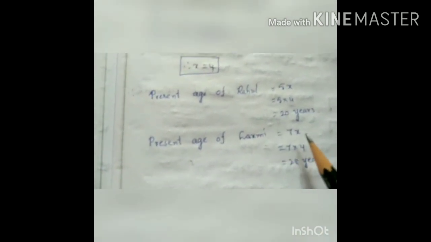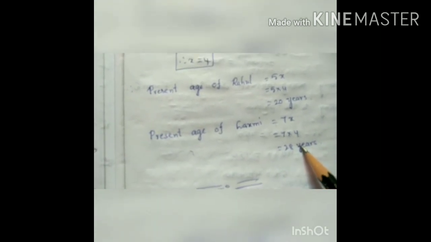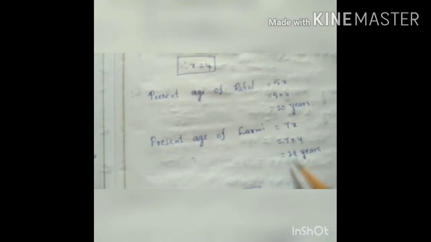So x equals 48 divided by 12; the multiplicative quantity becomes division. 12 fours are 48. Therefore x equals 4. What is x here? Present age. So the present age of Rahul equals 5x, 5 into 4, so 20 years. Present age of Lakshmi equals 7x, 7 into 4, 7 fours are 28 years. Therefore Rahul's present age is 20 years and Lakshmi's present age is 28 years.